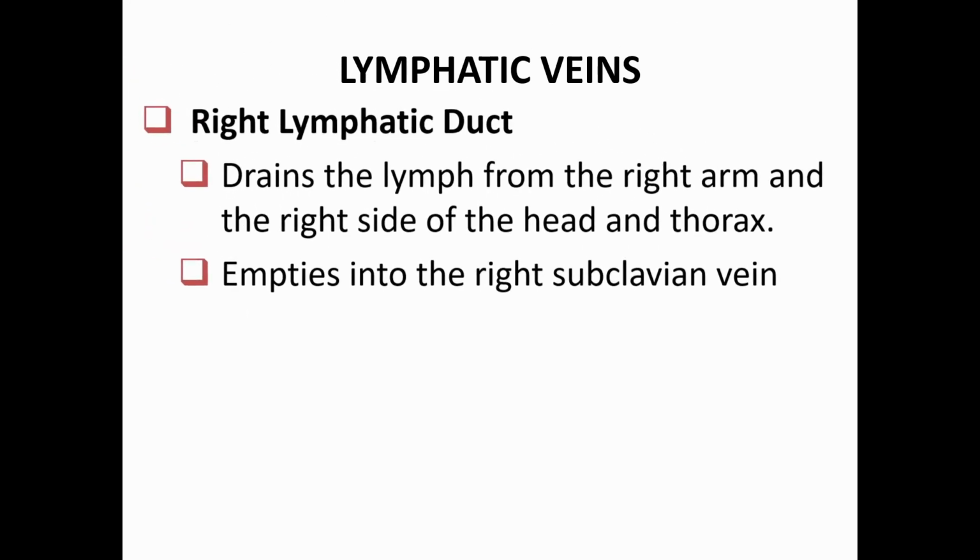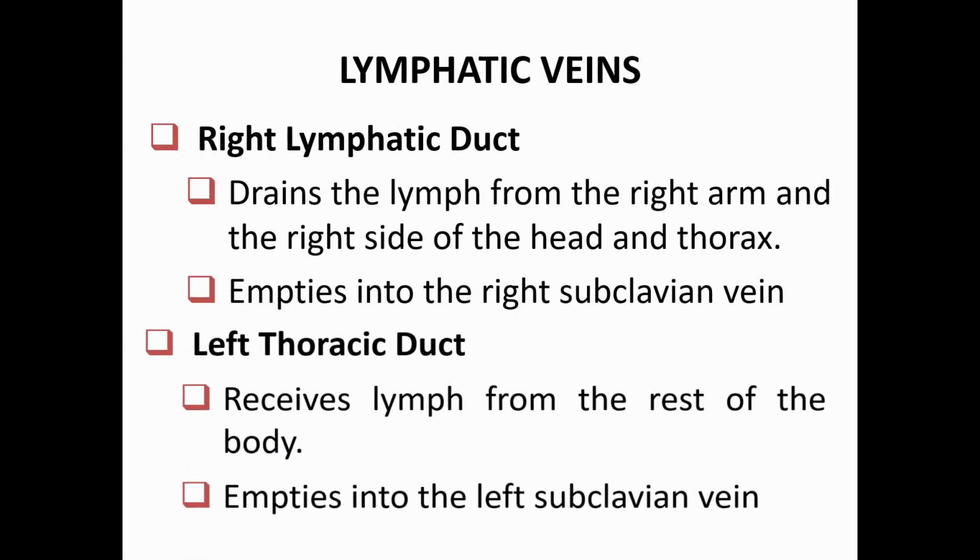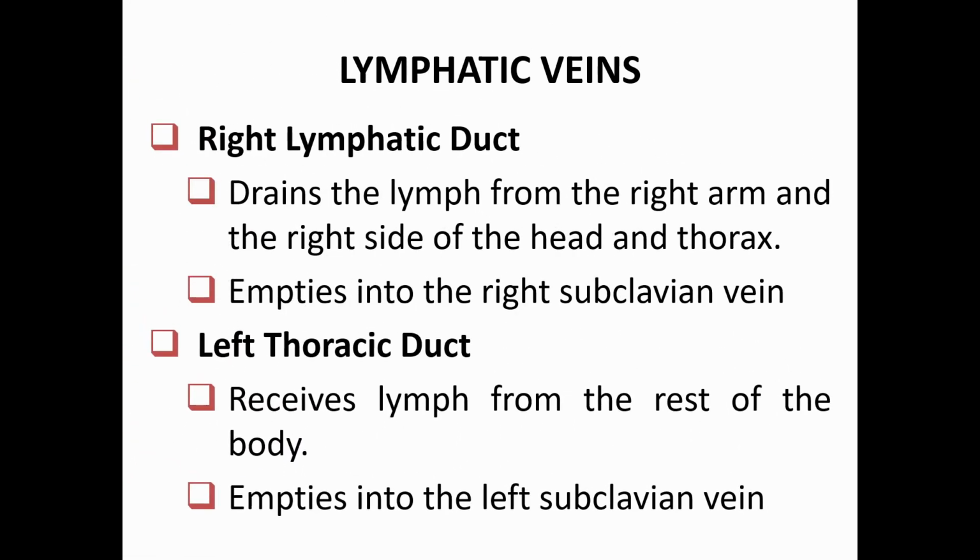So these are your lymphatic veins. You have two major ducts that drain lymph from various parts of the body. So your right lymphatic duct drains the lymph from the right arm and the right side of the head and the thorax. It empties through the subclavian vein. Your left thoracic duct receives lymph from the rest of the body. Then it empties to the left subclavian vein.